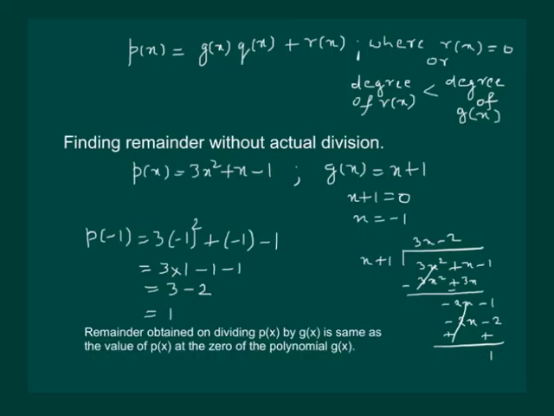So we can say remainder obtained on dividing p(x) by g(x) is same as the value of p(x) at the 0 of the polynomial g(x). We are saying so because in our first step, while equating g(x) equal to 0, we are actually finding the 0 of the polynomial g(x) and then substituting that value in p(x).